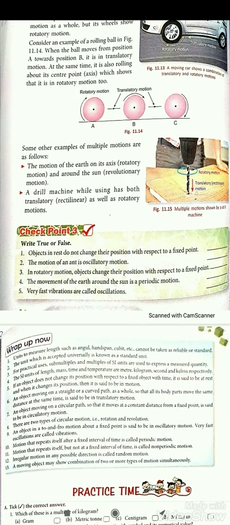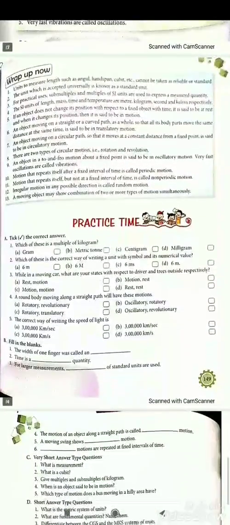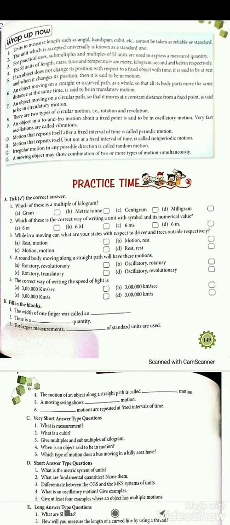Question number 5. Very fast vibrations are called oscillations. What is an oscillation? The to and fro motion of a pendulum. Is it mentioned anywhere that it is very fast vibration? No. So it is false. Okay, students. So here we are done with our checkpoints. Now, let's move to the book exercise.